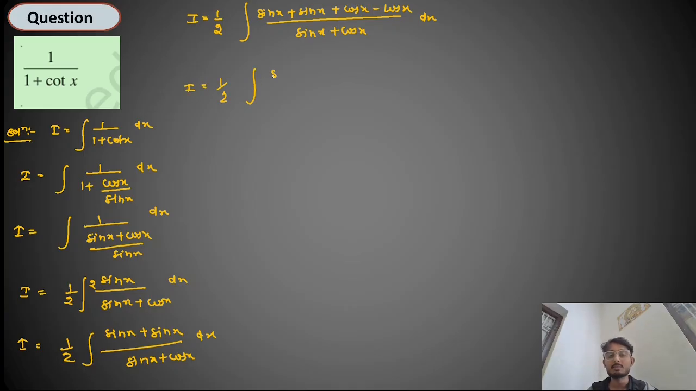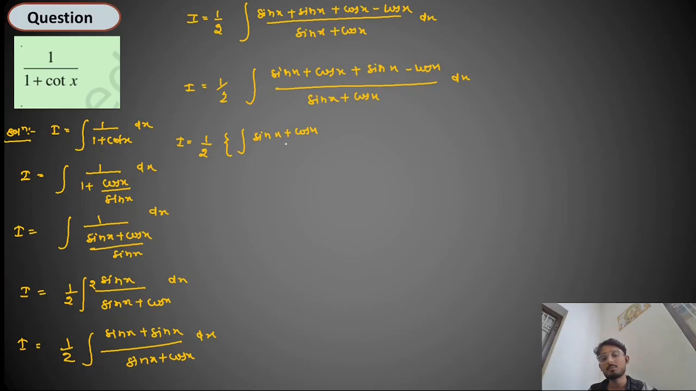Now you can separate the terms. When you separate the terms, you will get I equal to 1 by 2 integration of (sin x plus cos x) upon (sin x plus cos x) dx plus (sin x minus cos x) upon (sin x plus cos x) dx.